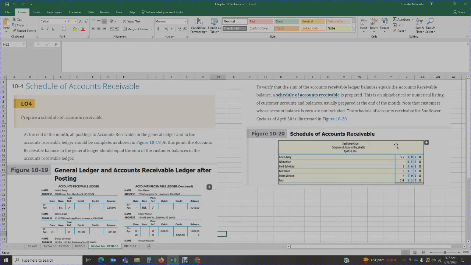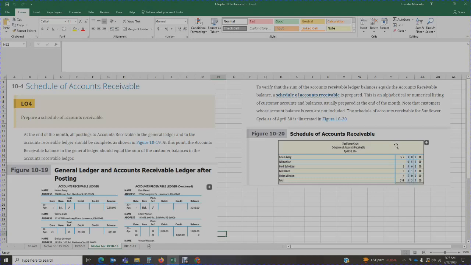It's prepared at the end of the month. It does not include customers that have a zero balance. If they have a zero balance, that basically means they don't owe us anything, so we don't need to include them. So if a customer does not have a balance, they are not included in the schedule of accounts receivable. The schedule of accounts receivable is basically just a listing of all of the customers that owe us money. It has their name and the dollar amount. That's simple, and we give that to management.